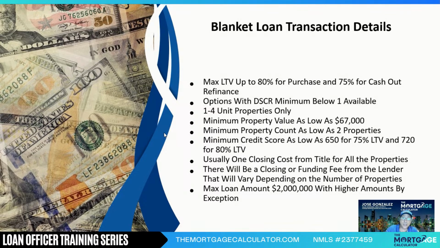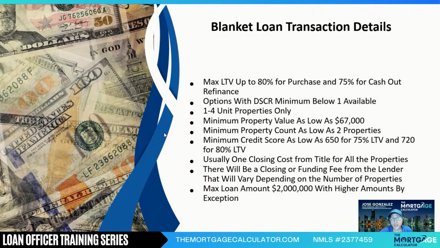So yes, we can go up to 80% LTV for a purchase and up to 75% for a cash out refi. Like I just mentioned, we do have DSCR options below 1.0 available. These blanket loan options are for 1 to 4 unit properties only. You can mix and mingle in the portfolio 1 unit properties and 2 unit properties and 3 unit properties and 4 unit properties, but you can't bring a 5+ unit property into the portfolio, unfortunately.